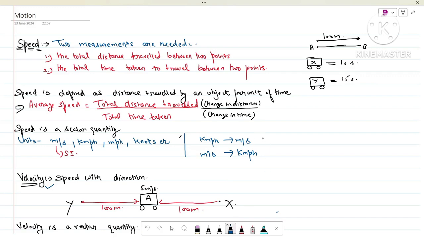So when an object is moving at some speed, let's say the speed is given in kilometer per hour and you want to convert it into meter per second, then you will multiply the speed given in kilometer per hour by 5 by 18 and you will get your answer in meter per second. And for the conversion from meter per second to kilometer per hour, you will multiply it by 18 by 5.